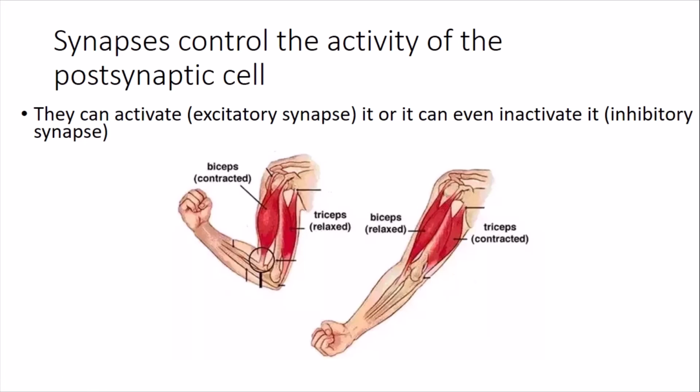It could be that we are turning the thing on or turning it off. Both are types of control. So we have activating synapses, called excitatory, which activate the cell receiving the commands, whereas inhibitory synapses inactivate them, or stop it from working.